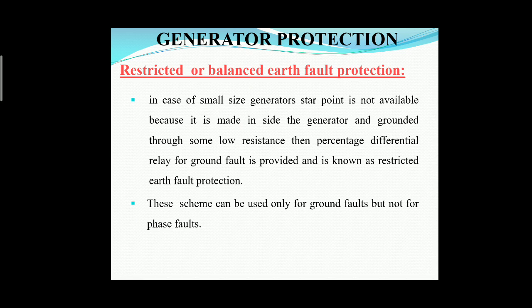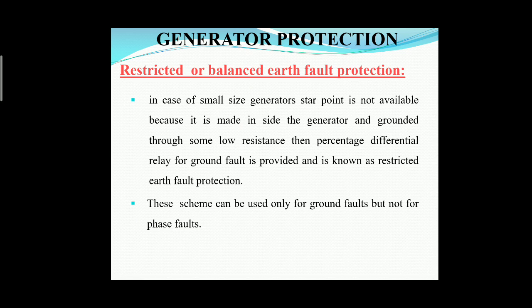In the case of small-size generators, the star point is not available because it is made inside the generator, and it is grounded through some low resistance, through the percentage differential relays for the protection of the stator winding.